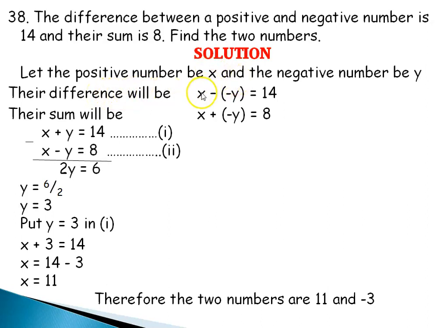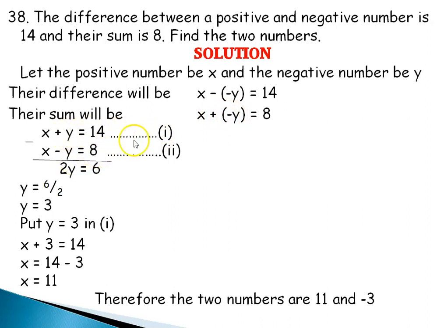So if the positive number is x, the difference is x minus the negative number. Remember it has to have a negative sign, minus y. So x minus minus y, that's the difference between the positive and negative number, is equal to 14. And then their sum, that is x plus minus y, is equal to 8. So let's open this bracket. x minus minus y is x plus y, equal to 14. x plus minus y is x minus y, equal to 8.